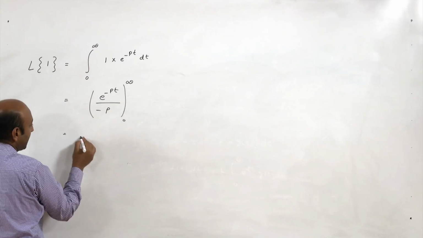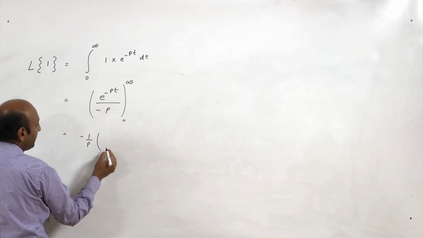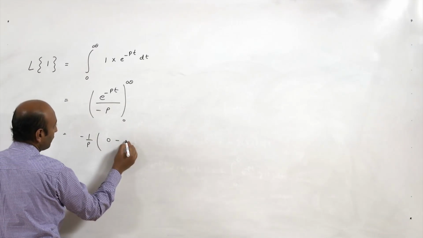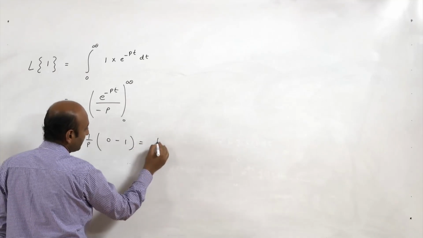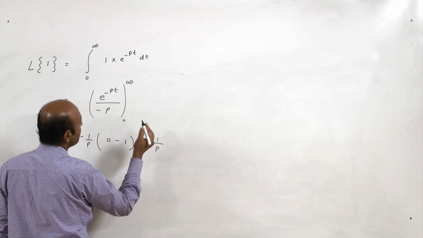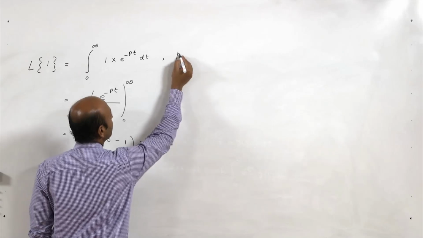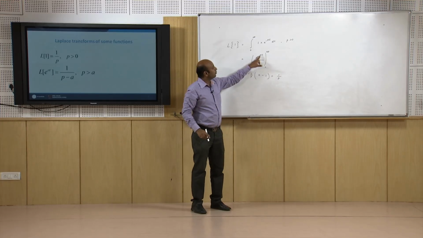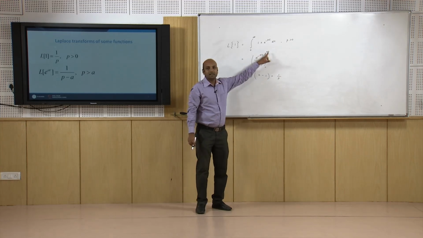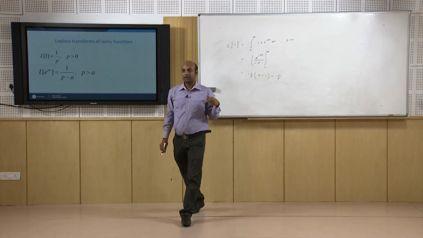So it is minus 1 by p. Upper limit minus lower limit will give the value as this. So it is nothing but 1 by p, provided p is positive, so we are assuming p greater than 0. Only if p is greater than 0 will the limit of this quantity tend to 0 as t tends to infinity.